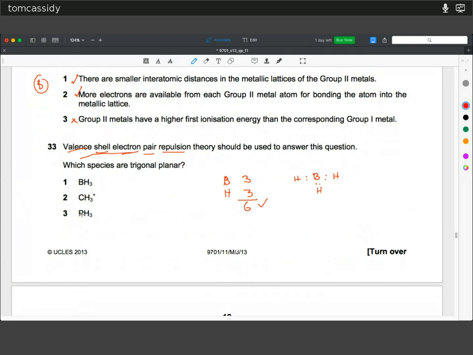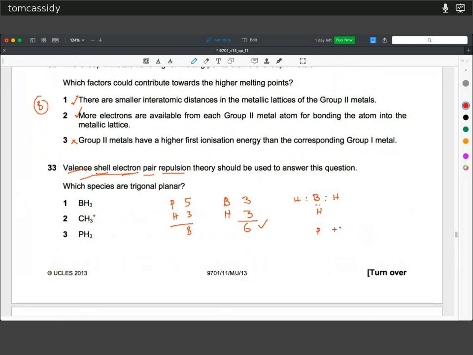But if you look at phosphorus with 3 hydrogens, phosphorus has 5 valence electrons. It's got 3 hydrogen atoms as well. So the total number of electrons is 8. And so if you drew that one out, well, here's phosphorus, here's hydrogen, here's hydrogen, here's hydrogen. Those are the bonds that are being formed. But oh, look, we had 8 valence electrons. So we've got to have a lone pair of electrons in there. And so with this one, you've got 3 electron domains.